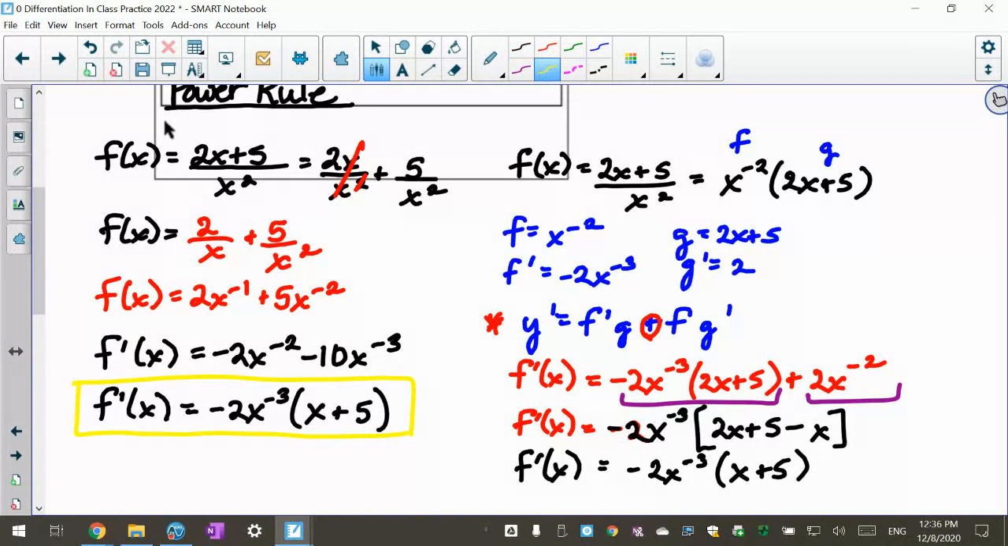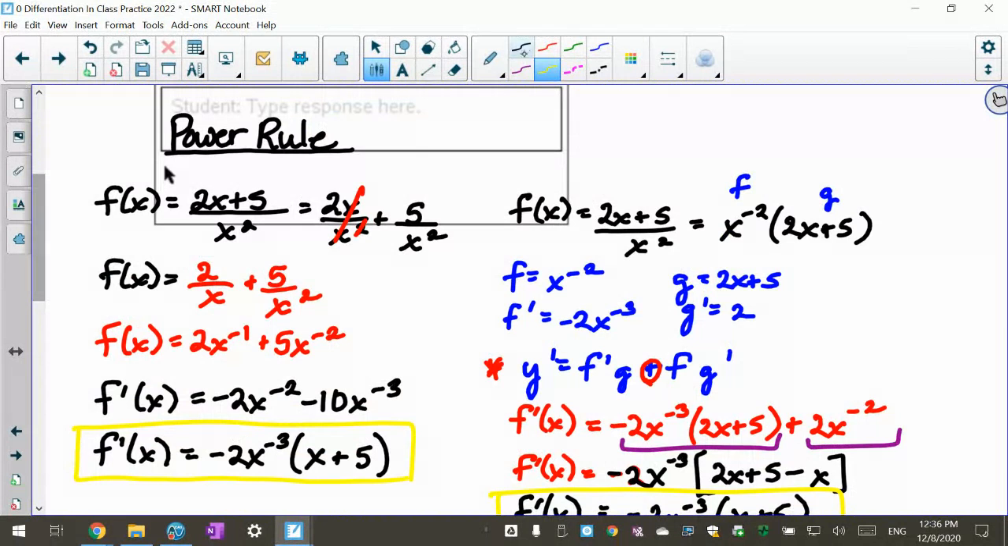Again, if you look over here to the left, it's exactly the same as when we did the power rule. So this is the product rule. I should probably write that up here. So this is the product rule. So I use the product rule.